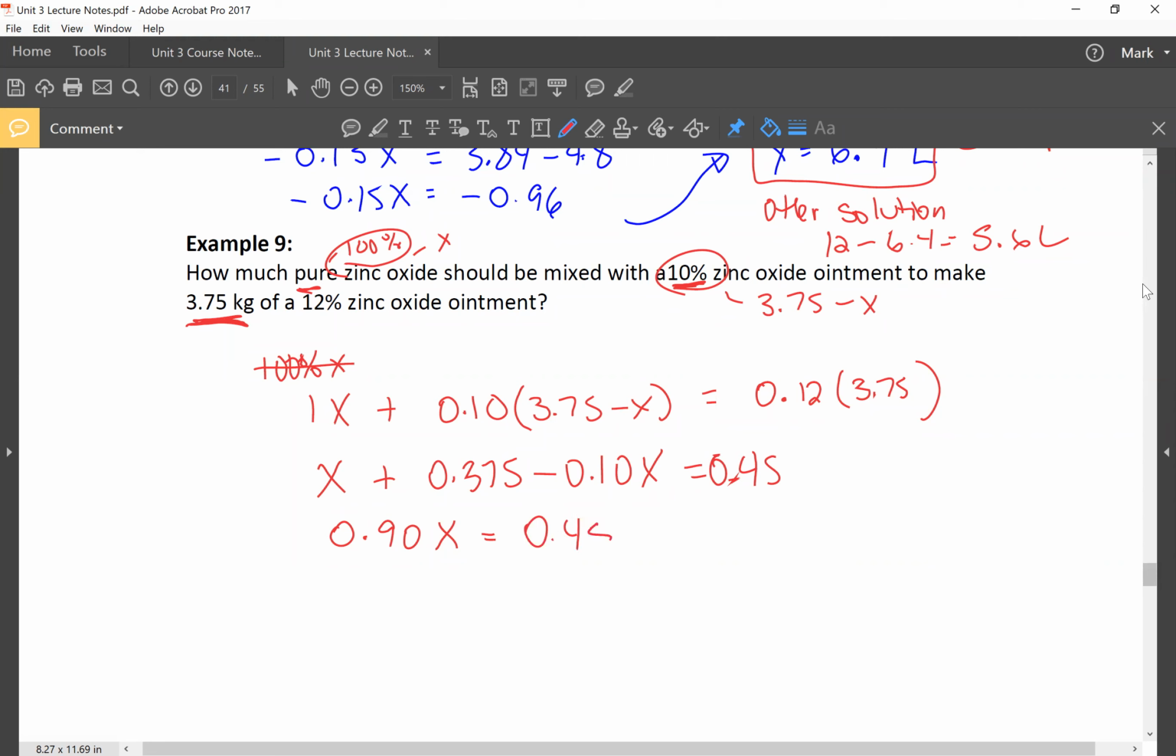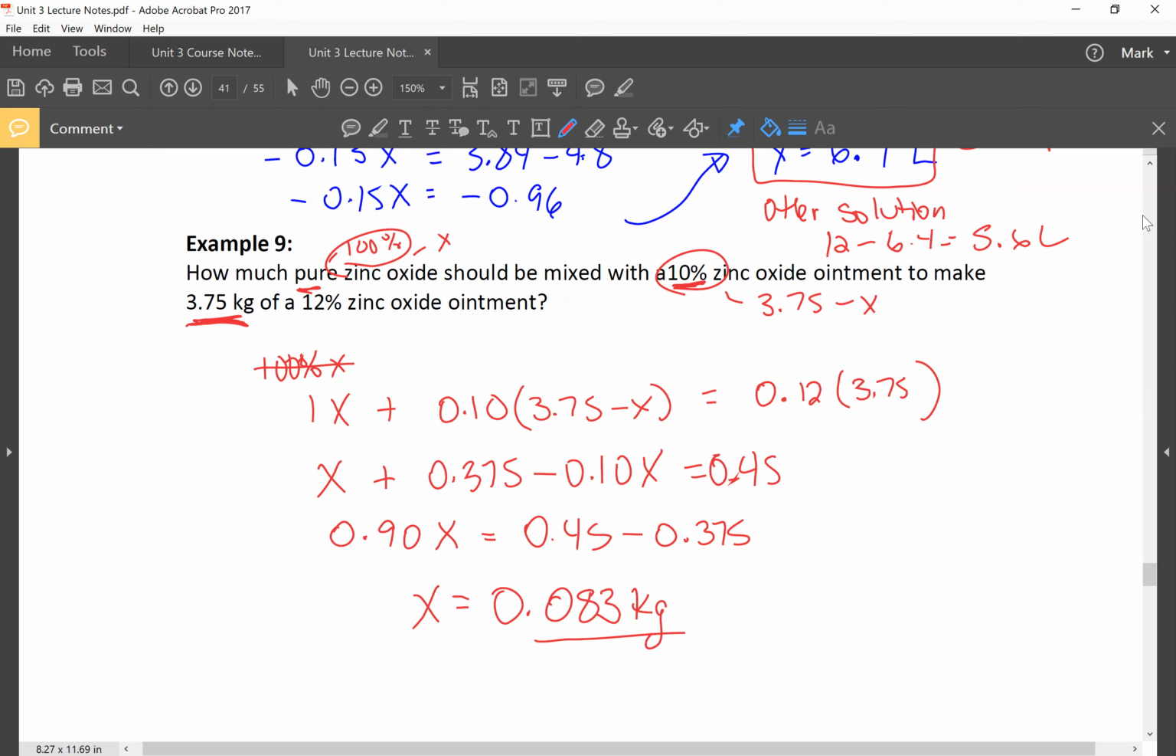So 0.083 kilograms. Now, that might seem like a really low number, and it is. One thing I want to mention, your answer should make some sense. What I mean is, in this question, we're taking 100% pure zinc oxide, mixing it with 10% zinc oxide to make 12%. So I wouldn't need a lot of pure zinc oxide to do this.